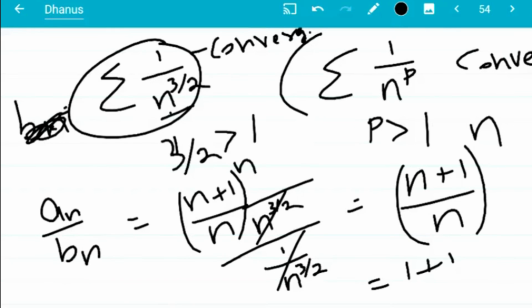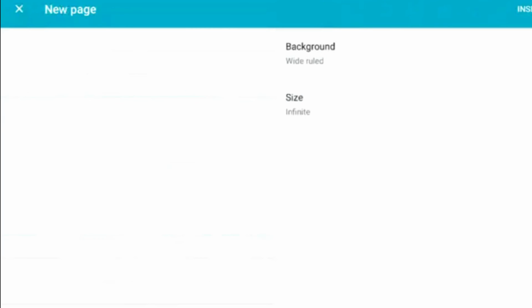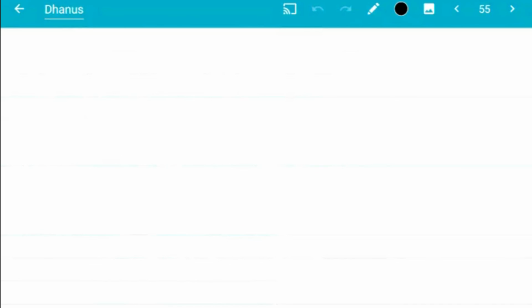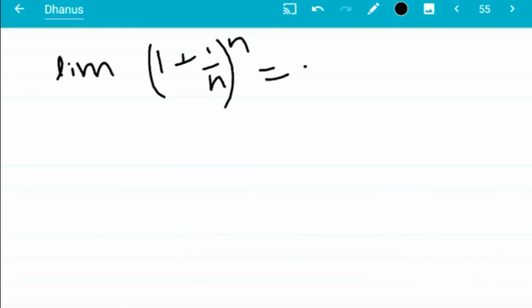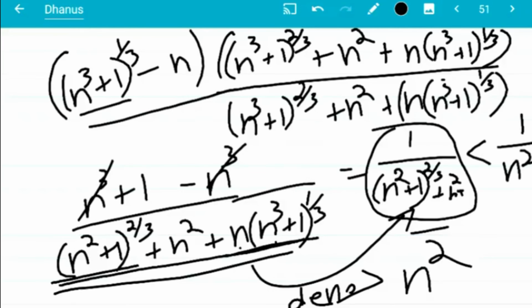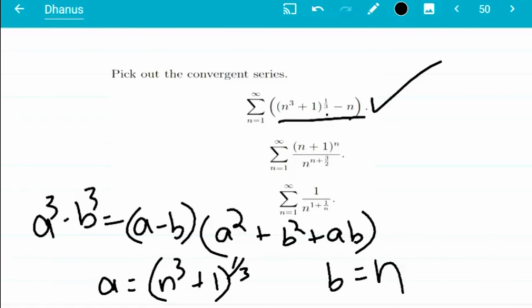And the limit of this thing will be equal to 1 plus 1 by n raised to n, which is equal to e, which is a finite value. That's why our given summation, n plus 1 all raised to n by n raised to n plus 3 by 2, is also convergent.